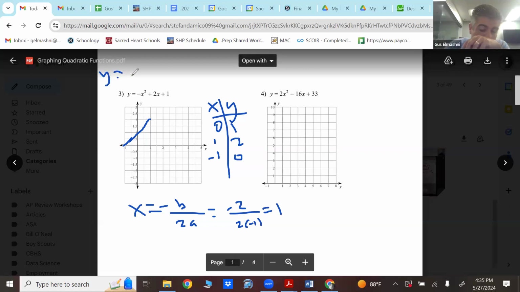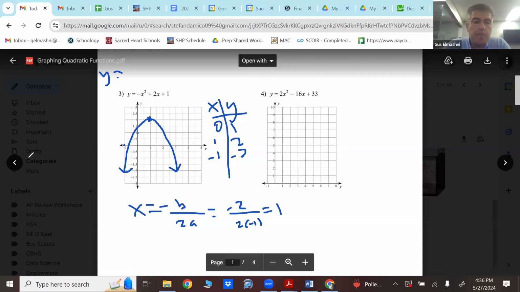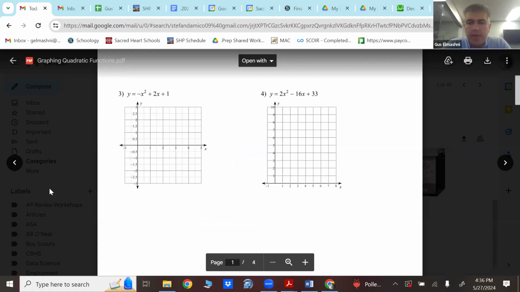And of course, when I plug in 1, I got 2, right? So actually, that's my vertex. So now what I realize is, hold on, if I plug in negative 1, well, it's negative 2, yikes. Messed one up. Yeah, so you get that. We talked about that already.